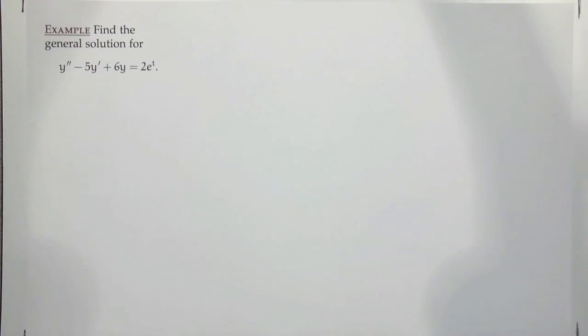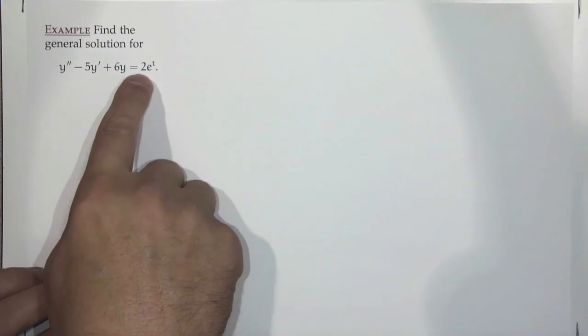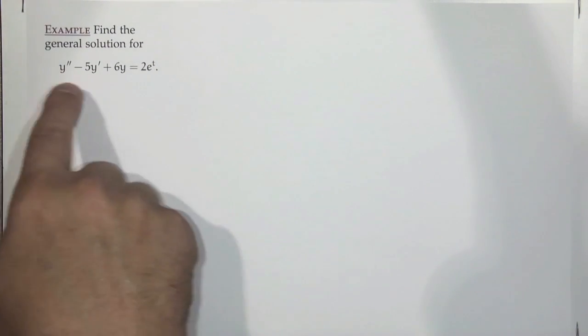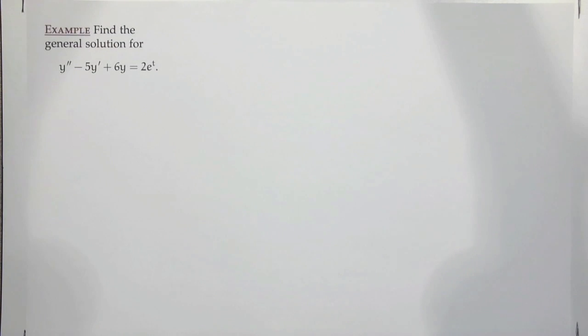y double prime minus 5y prime plus 6y equals 2e to the t. Now, could we solve this using the method of undetermined coefficients? Yes, this is perfectly fine. You have constant coefficients. This is the kind of thing that we like to see. So this one, you would probably never use variation of parameters unless you were told to. But we'll do it just to show it works.